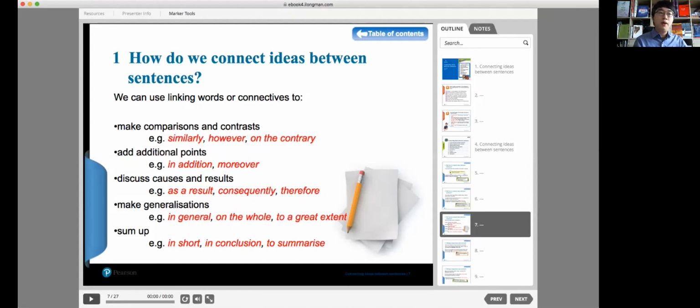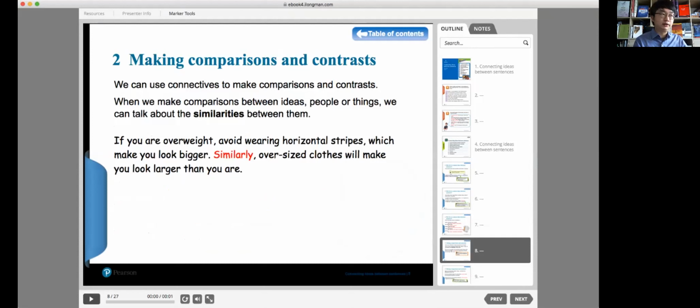Maybe some of you, up till now, still don't understand what the meaning of generalization or additional point or even comparisons and contrasts is. Don't worry. I'm going to talk about them one by one now. First of all, making comparison and contrasts. So what are comparisons? Look at this sentence here. When we make comparison between ideas, people, or things, we can talk about the similarities between them. Comparison means you compare between one thing, two things, and you talk about their similarities.